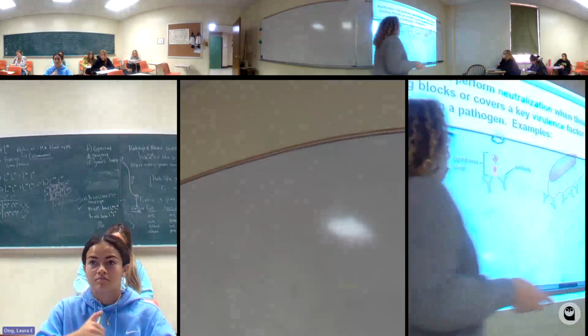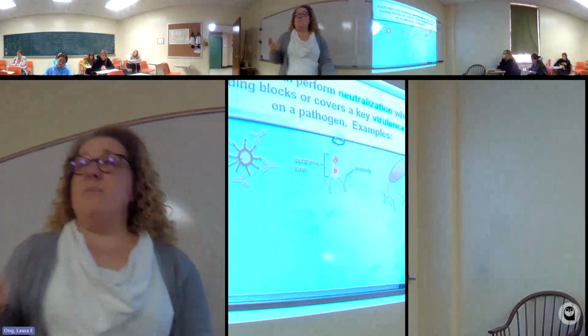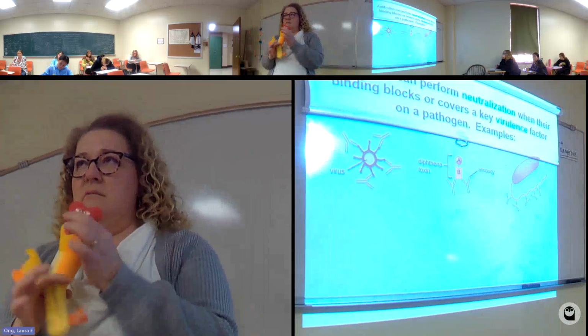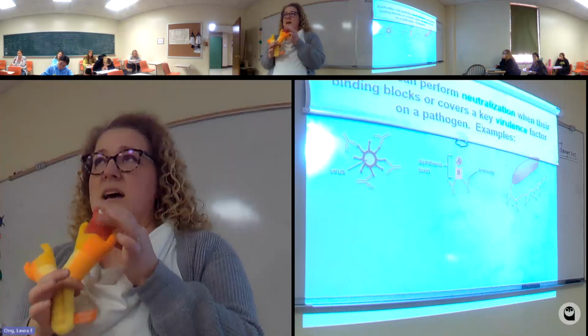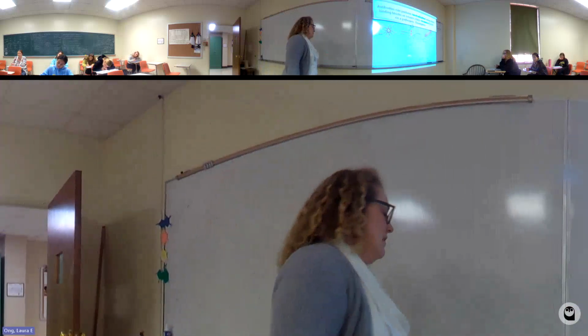How does just binding protect us from anything? The first way is by binding onto a shape and neutralizing what that antigen shape is supposed to be doing that's harmful.